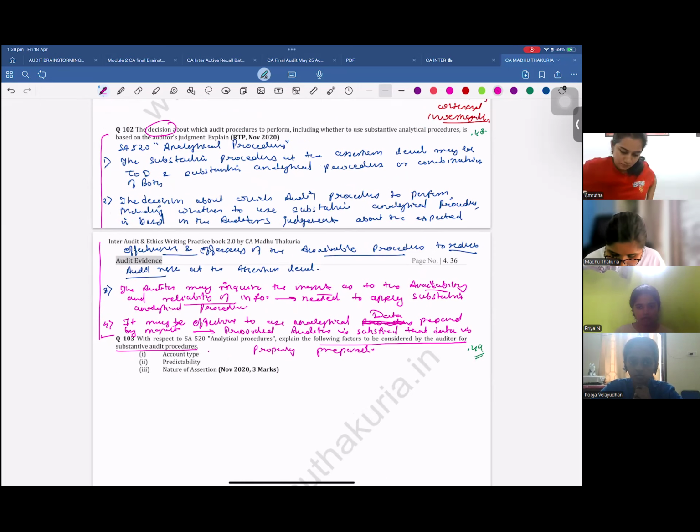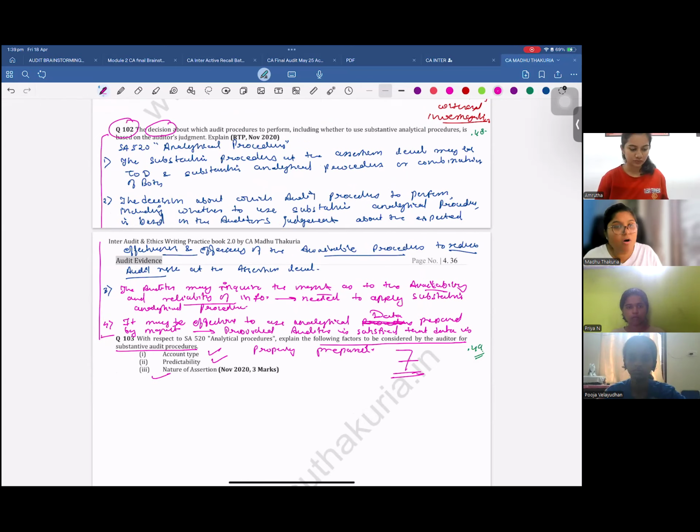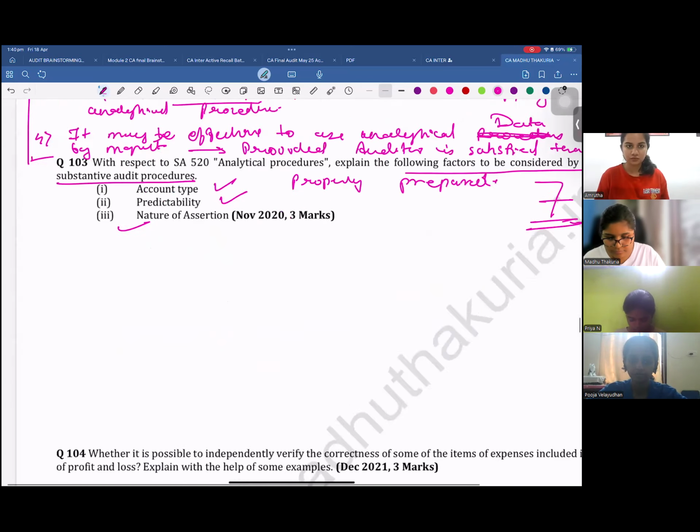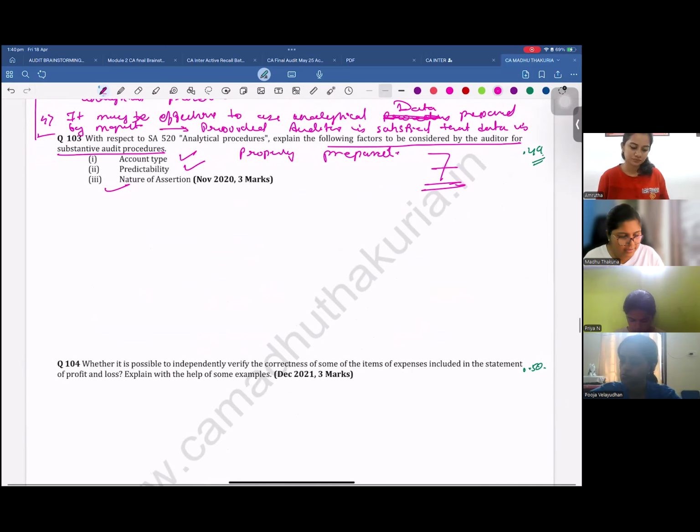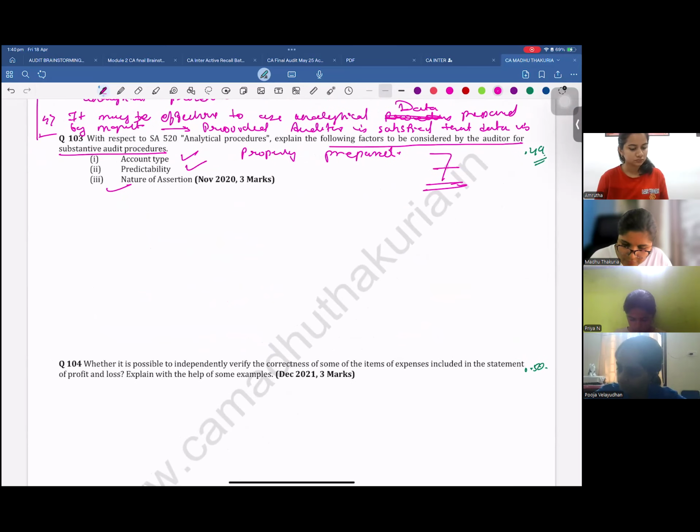Here they are only asking account type, predictability and nature of assertion. But we need to know all the factors. How many factors are there, guys? A total of 7 factors. Did you all get it? So please understand that 102 is the context of 103. Now, if they ask you these factors, they have only asked 3 of them here, but we will write all 7.